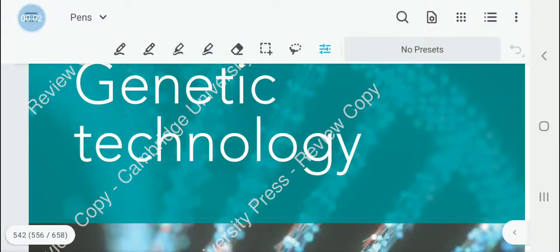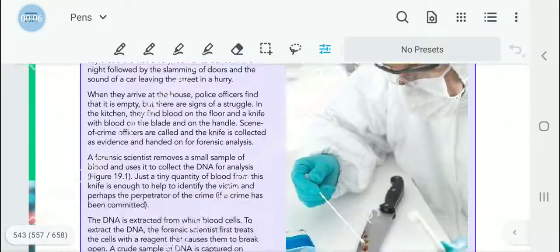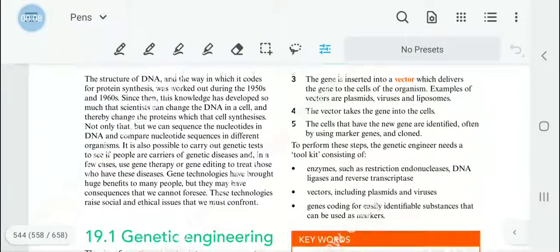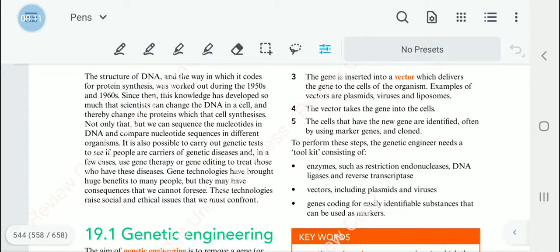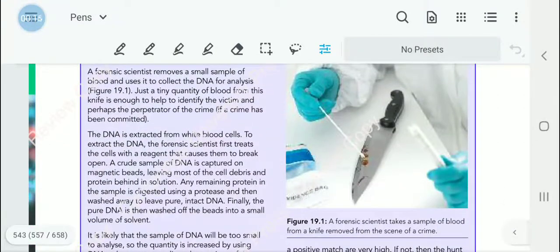Biology chapter 19, theory video 1, genetic technology is our chapter. Gene technology has many different uses, for example in forensics, finding out who has committed murders or whatever the crimes, or whatever the sample is.